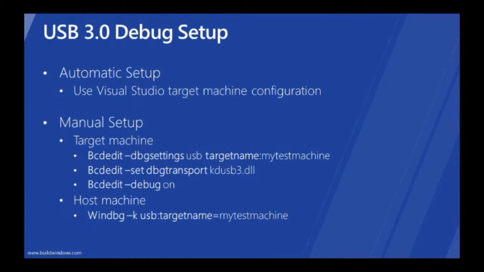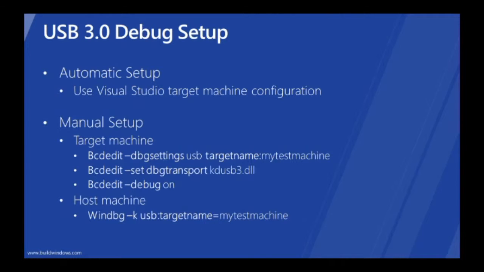The next thing you need to do is specify that you want to use the kdusb3.dll transport specifically. This is something that you will need to do on the current release for build, but is not something that we will have to do long-term when Windows 8 ships. To do this, you specify bcdedit -set dbg transport space kdusb3.dll.